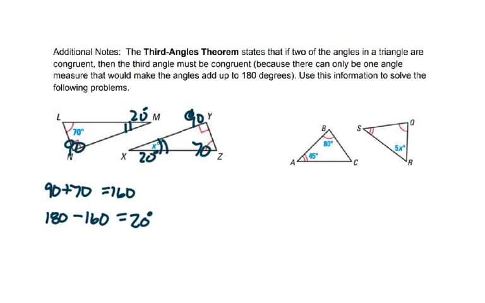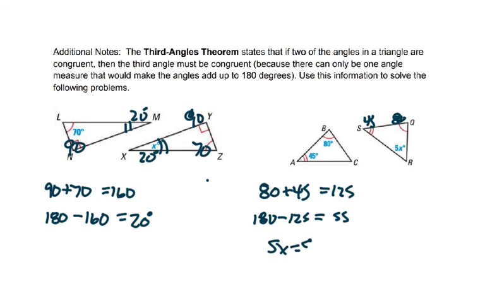And then something similar here. We know this is 45. We know this is 80. So we do 80 plus 45 is 125. 180 minus 125 is, I believe, 55. And then 5x equals 55. Divide by 5, x equals 11. Just something a little extra that is part of this unit, but it didn't quite fit in anywhere else the way we were teaching it this year.